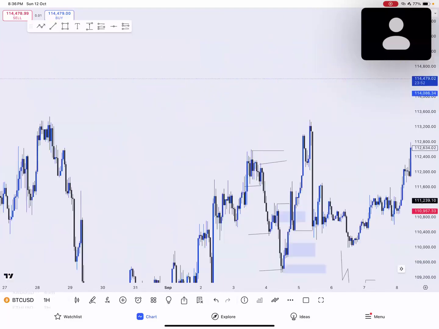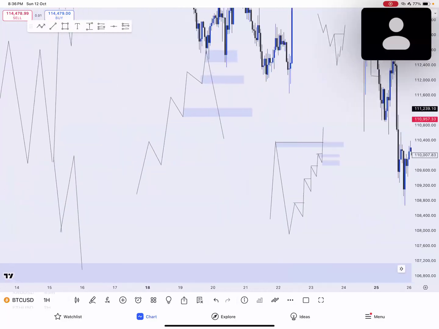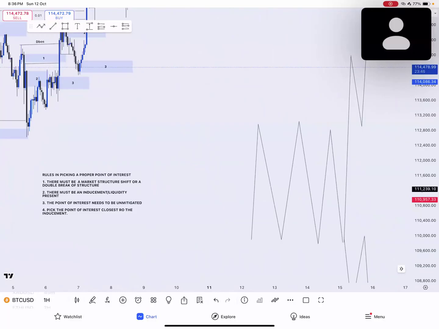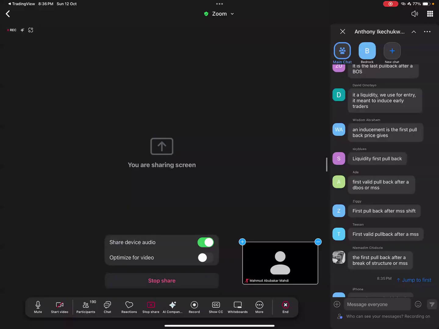So that is the first and second rule of picking a proper point of interest. The first rule says there must be the presence of a market structure shift or a double break of structure. And the second rule says there must be an inducement or liquidity present. Hope you guys are following me. I'm trying to slow down because I talk fast.